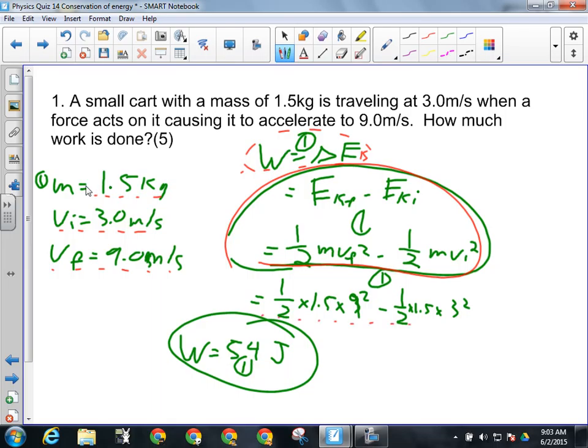So 1/2 times the mass, 1.5, times the final speed, 9, which is squared, minus the initial kinetic energy, 1/2 times the mass times the initial speed squared. And when we do that, okay, we should get a final answer of 54 joules. Okay, questions on that one?